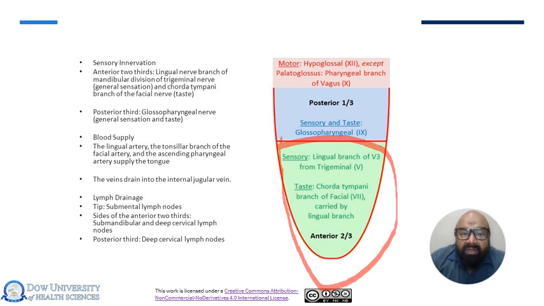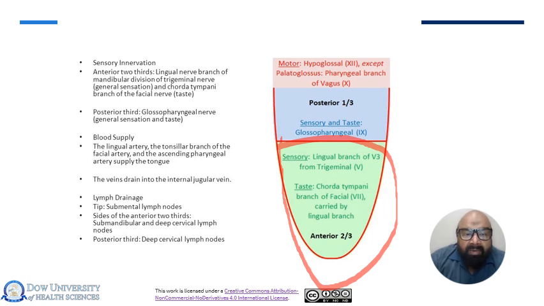And the posterior one third, the sensory and taste innervation is carried through the glossopharyngeal nerve, which is the ninth nerve. While the motor part of both the anterior and posterior is supplied by the hypoglossal nerve, which is the 11th cranial nerve, except for the palatoglossus muscle and the pharyngeal branch. Those are actually innervated by the vagus nerve.